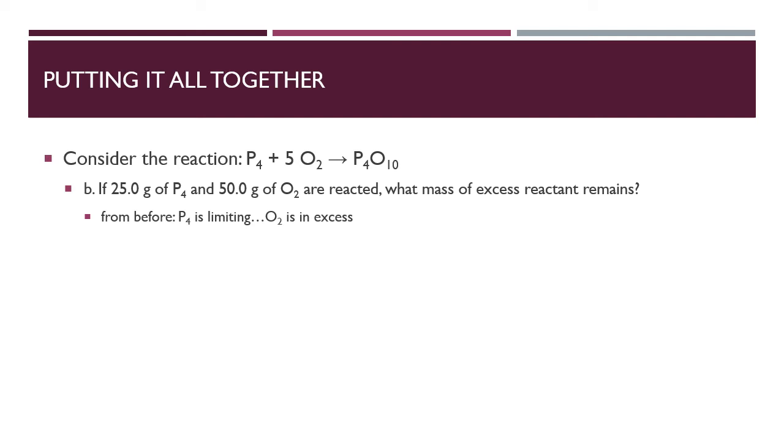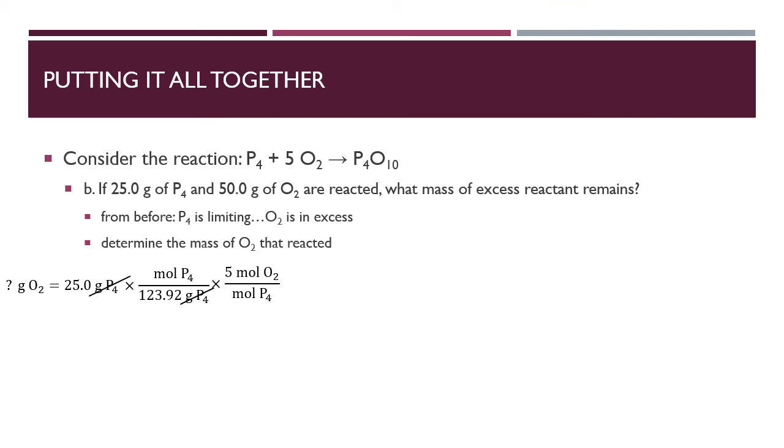So remember what we need to do here. If I want to know how much is left over, I need to calculate how much of it reacted first. So I'm going to use my limiting reactant, my 25 grams of P4, and I'm going to see how much O2 reacts along with that. So again, just another gram, mole, mole, gram problem. Convert from grams to moles. Use your mole to mole ratio, 5 to 1, moles of oxygen to moles of phosphorus.